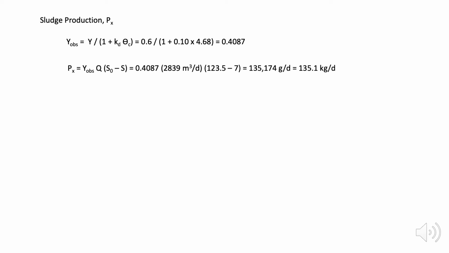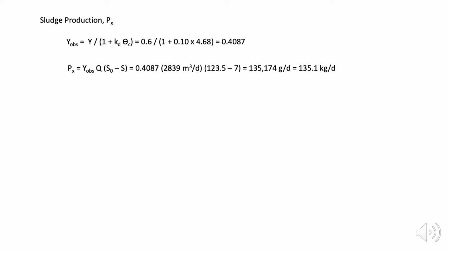In this particular case, our observed yield was 0.4087. Our flow rate is 2,839 cubic meters per day. And remember, coming into our activated sludge system, the BOD is 123.5, and leaving, we've designed the system so that it's going to be 7. That means we're producing 135.1 kilograms of solid material every day in the system, and that solids is in the form of microorganisms that we've created.